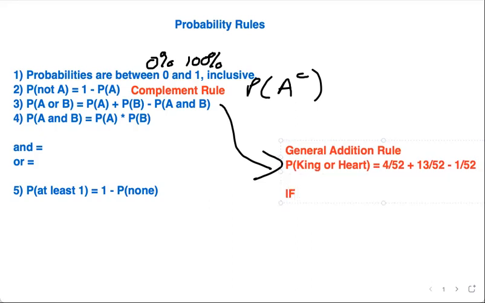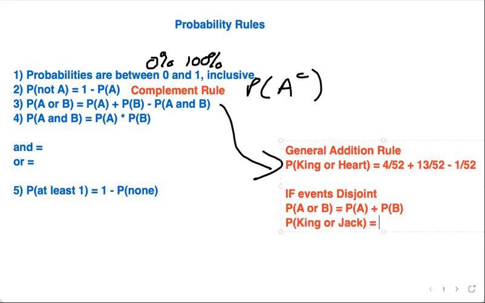Now, if the events here are disjoint, which means they have nothing in common, then the probability of A or B is going to be the probability of A just plus the probability of B because they have nothing in common. Like if I ask what's the probability of getting a king or a jack, for instance, there's 4 out of 52 kings, there's 4 out of 52 jacks, and there's no such thing as a king jack in a deck of cards. That's why you don't include that last one. So disjoint is on a single pull, and they have nothing in common, then it's just the probability of A plus the probability of B.